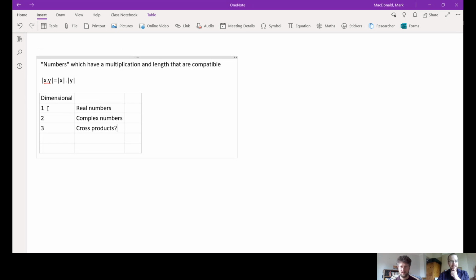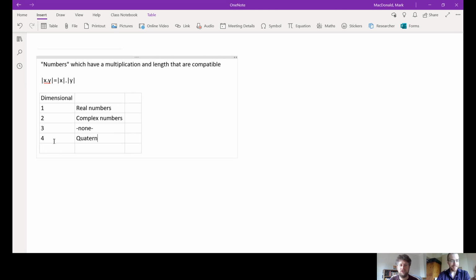But this doesn't satisfy this rule of compatibility of the length, because, if you know about cross products, the cross product of a vector with itself is always 0. So that means that equation is not satisfied. So this does not work. And the interesting thing is that there are none. You cannot have a multiplication in 3 dimensions which has these two properties. So that's an interesting fact.